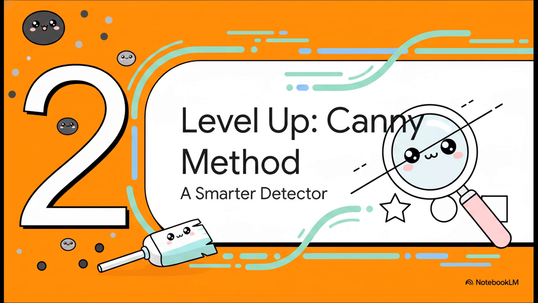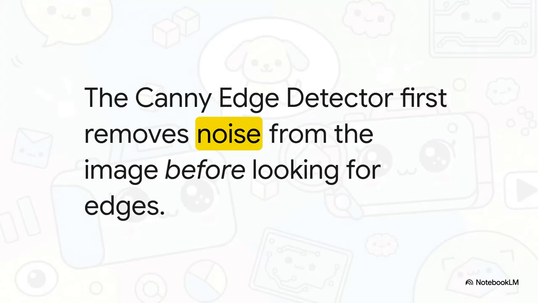But this simple method has a little bit of a flaw. It can be what we call noisy, meaning it picks up a lot of tiny, random dots and calls them edges. So it's time to level up. Let's check out a much smarter all-in-one tool. So allow me to introduce the Canny Edge Detector. Its secret weapon is that it does a critical step first. It cleans up the image. It gets rid of all that random noise before it even starts looking for edges. It's kind of like tidying up a room before you start searching for something.